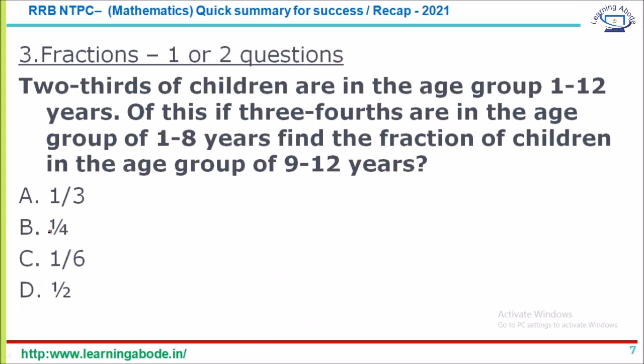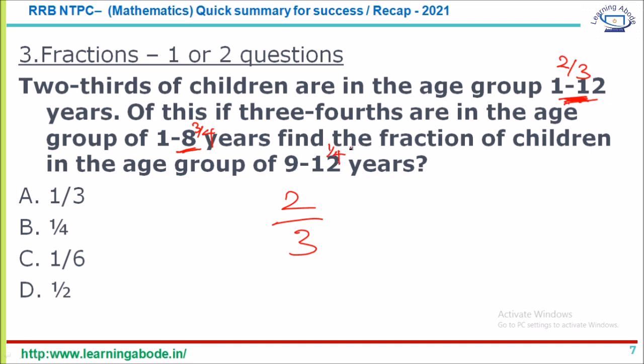Next is fraction. In fraction, typically you get like 1 or 2 questions. It says among the children, 2/3 of the children are in the age group 1 to 12, and 3/4 are in the group 1 to 8. Now find the fraction of children that are in the group 9 to 12. If 3/4 is in 1 to 8, then 9 to 12 is the remaining 1/4.